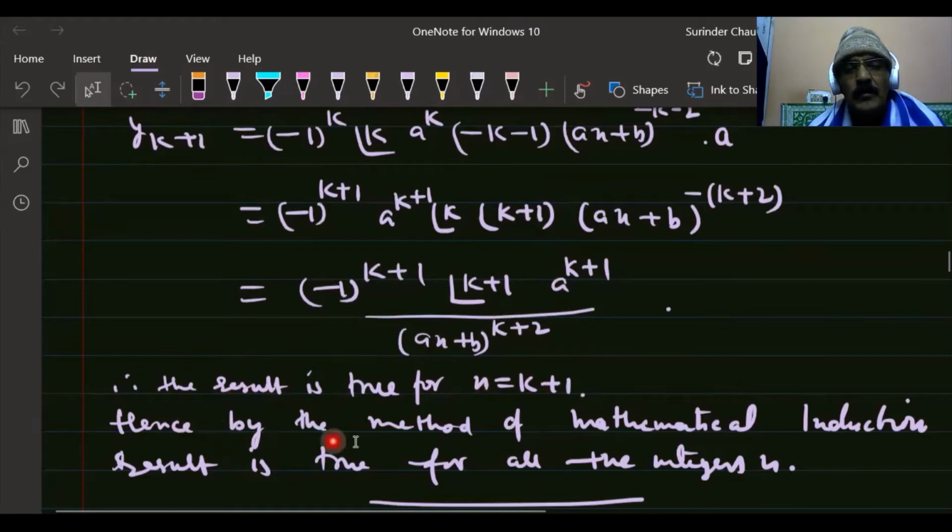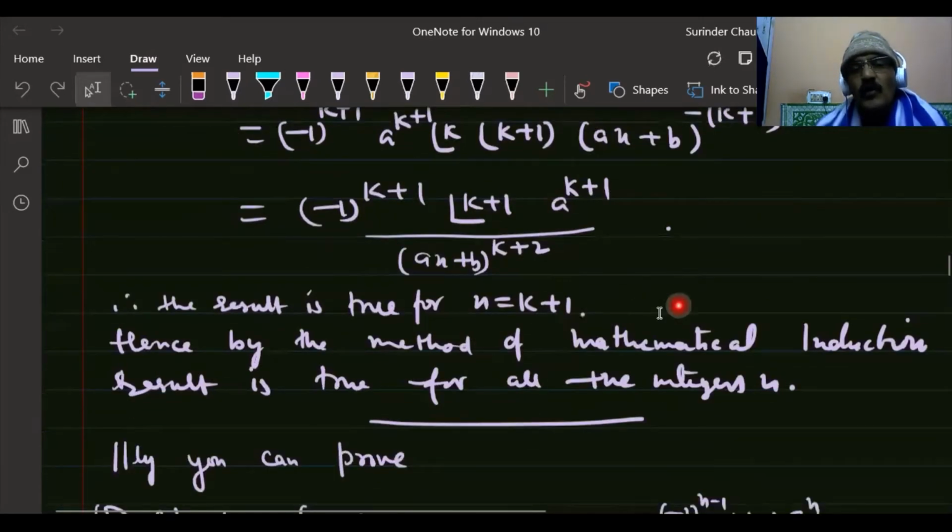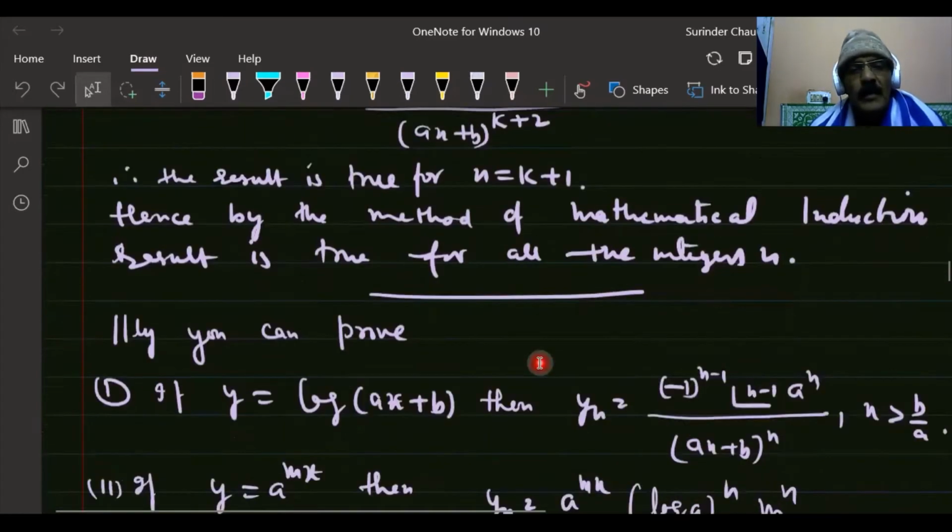By the method of mathematical induction, we have shown the result is true for 1, and we assumed it is true for k and proved that the result is true for k plus 1, so the result is true for all values of n by the principle of mathematical induction.